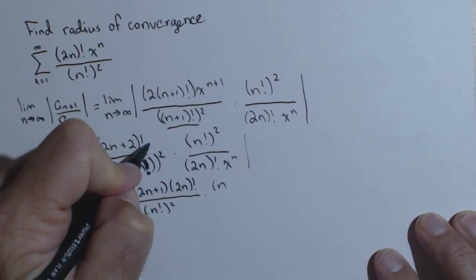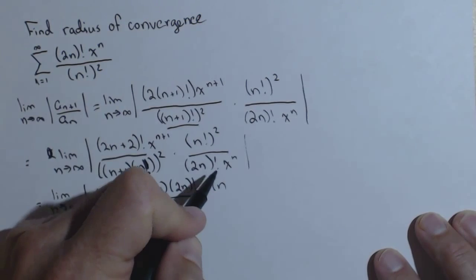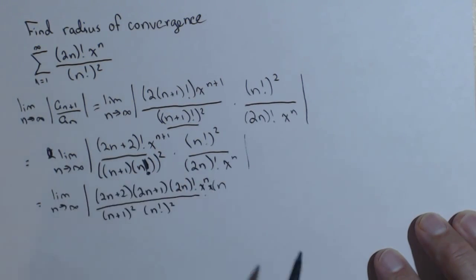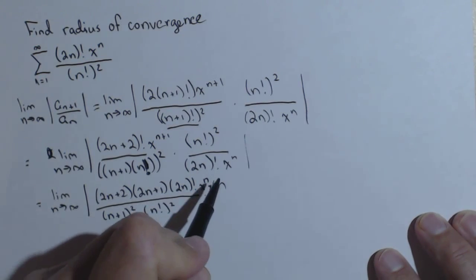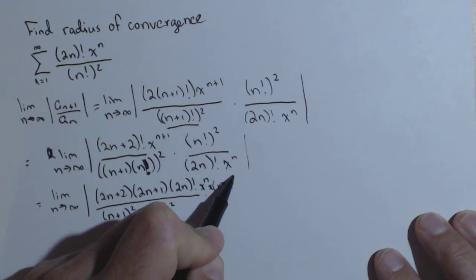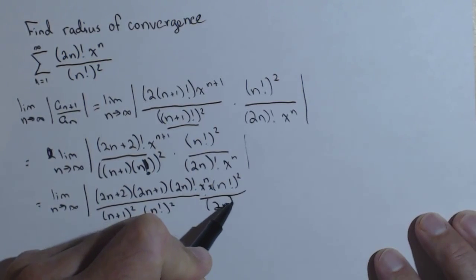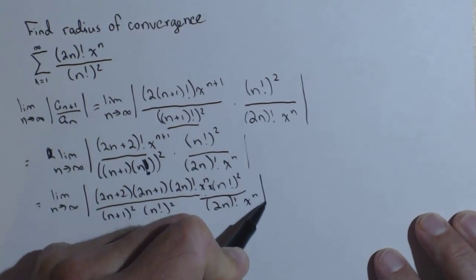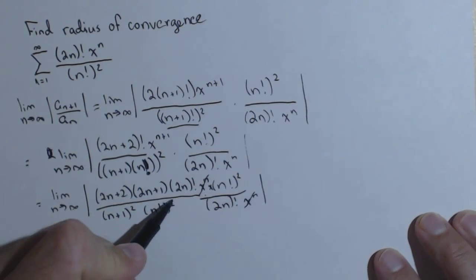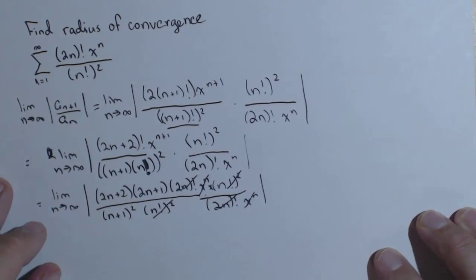And somewhere along the lines I lost my x to the n plus 1 here, and I'm about to lose it again here. So I'm going to rewrite that x to the n plus 1 as x to the n times x. So we can start doing some canceling. The x to the n's are going to cancel. The n factorial squareds are going to cancel, and the 2n factorials are going to cancel.